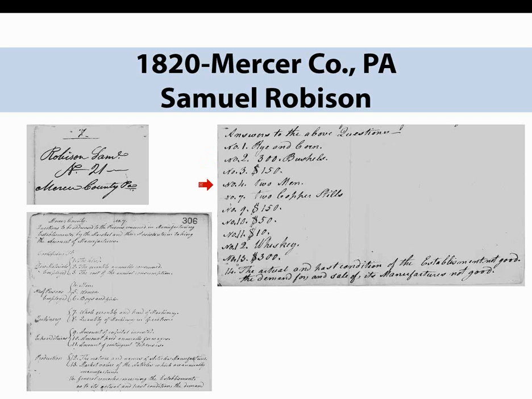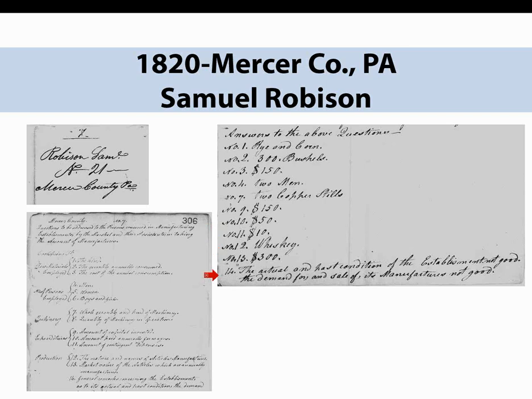How many people are employed for you? 2 men. What kind of machinery do you use? There's 2 copper stills. The capital invested is $150. The annual wages is $50. The expenses is $10. The nature of the manufacturer is whiskey. And the market value is $300.